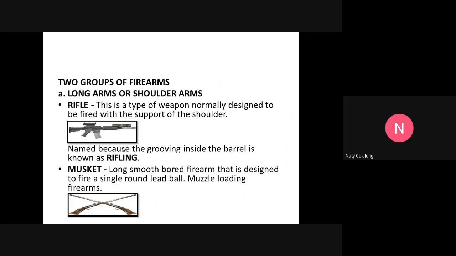Then we have the musket. This is a long, smooth-bored firearm that is designed to fire a single round lead ball, muzzle-loading firearms.